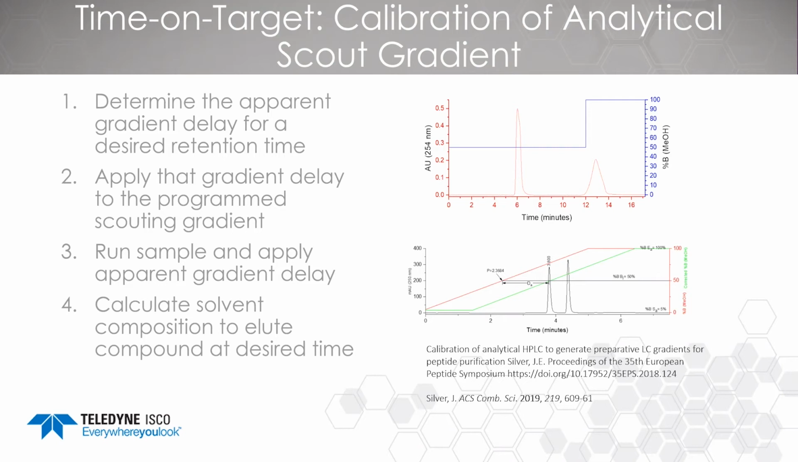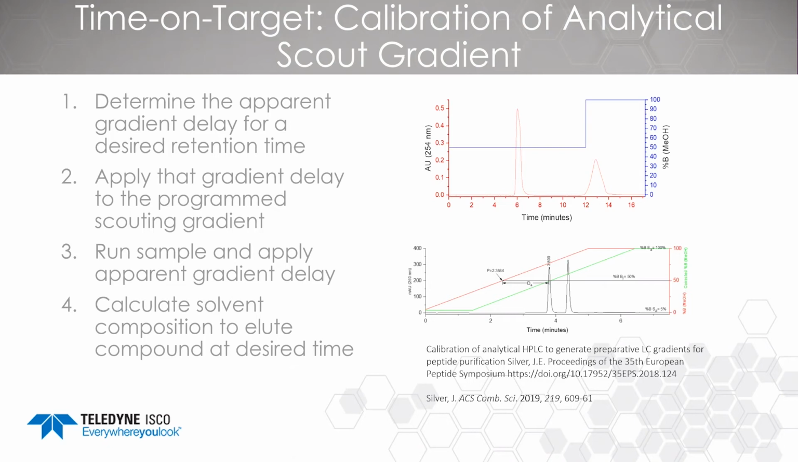With this algorithm, new users with no experience can get excellent results immediately without a long learning curve. The algorithm works by setting a desired retention time on the SFC using an isocratic run. Using the same co-solvent and a matching analytical column, the same sample is run with the scouting gradient. Whenever the compound used for calibration elutes in the scouting run, that retention time is defined as having the same solvent composition used in the isocratic run.